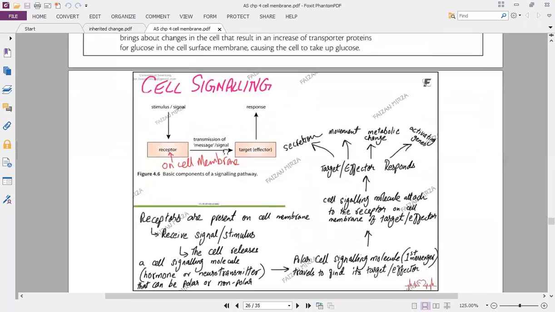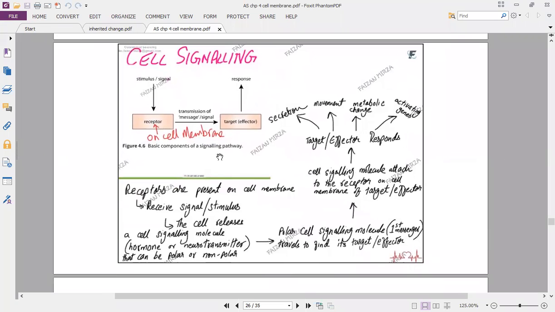The cell signaling involves basic components that you have studied in your O levels as well or in your previous classes. That your receptor basically accepts a stimulus or it monitors a stimulus or a signal. The signal is transmitted to the target or the effector, and the response comes about. The receptors are present on the cell membrane. They receive the signals and the stimulus.